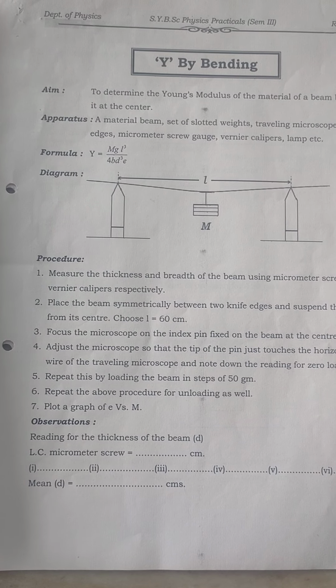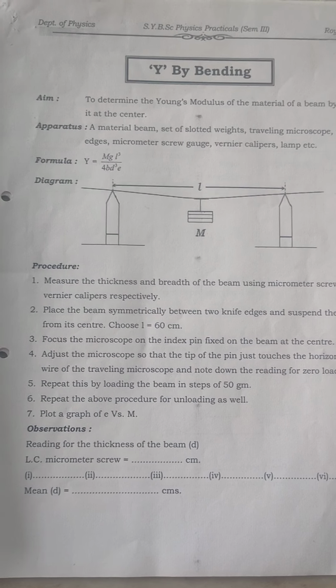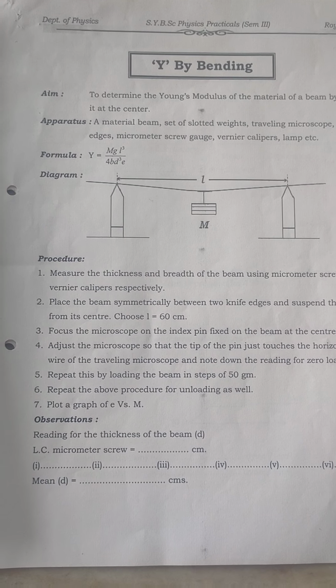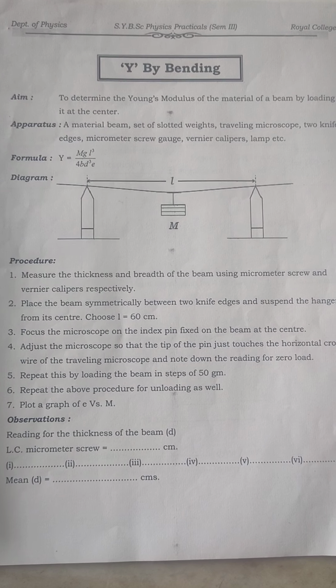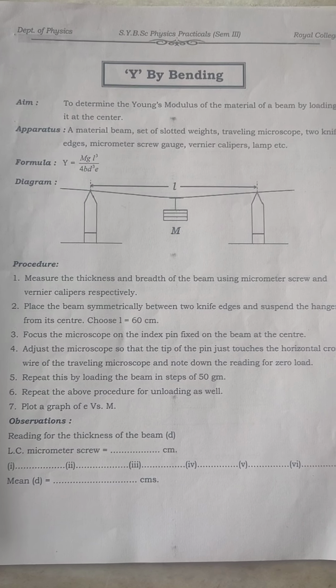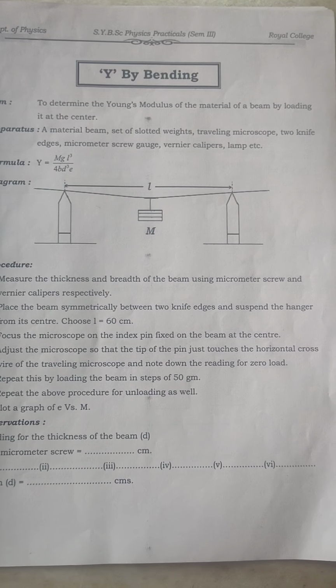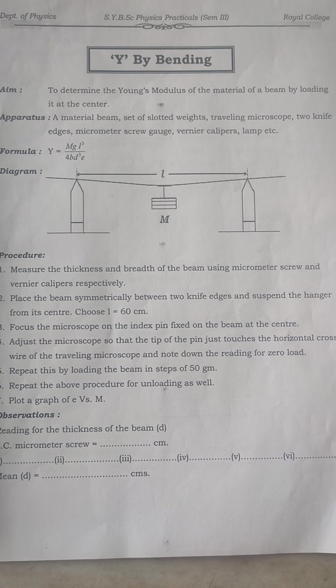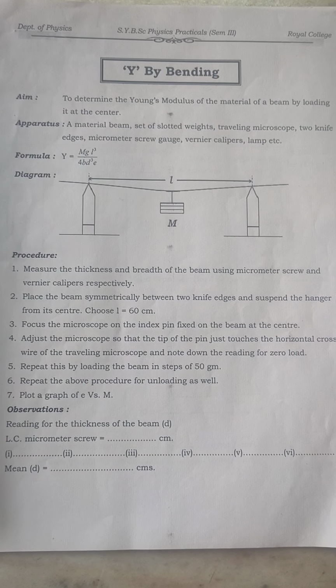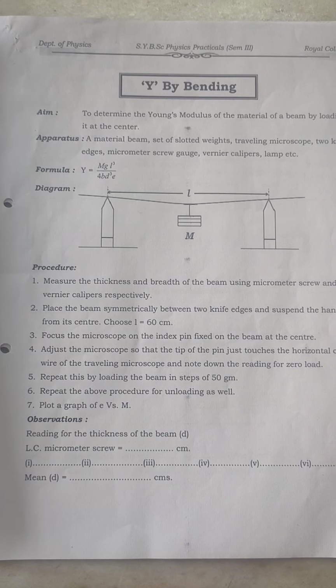So inside the observations, the first thing we have to find is the thickness of the beam of which we have to find the Young's modulus. Today we are going to find the Young's modulus of a beam in the form of a wooden scale. So we'll try to find the Young's modulus of a wooden scale with the help of this method.